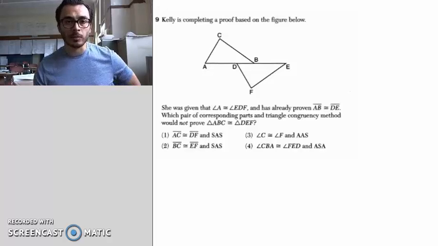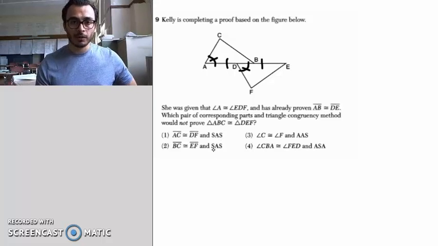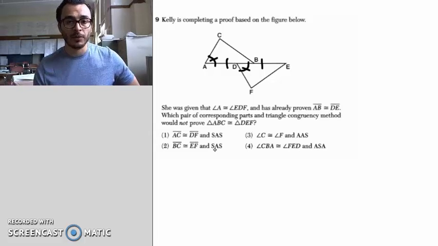Number 9, Kelly is completing a proof based on the figure below. She was given that angle A is congruent to angle EDF. Let me go ahead and label that. Angle A is congruent to angle EDF, so those two are congruent. And she's already proven that AB is congruent to DE. Okay, so AB is congruent to DE. Which pair of corresponding parts and triangle congruency method would not prove triangle ABC is congruent to triangle DEF?